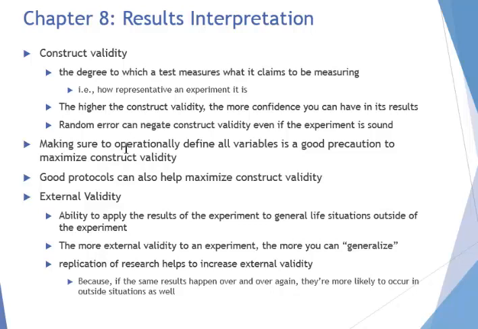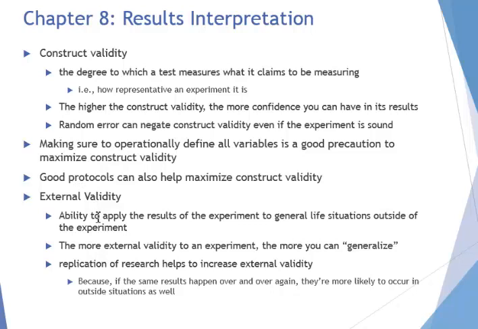So, there are other ways to establish good construct validity. You can make sure to operationally define all variables. In other words, you're making sure to define exactly how everything is being administered. Good protocols. These are all things to improve construct validity. Then there's external validity. Construct validity is really just another way of saying internal validity, a good validity of the way in which the experiment was conducted in taking the independent variable and testing its relationship on the dependent variable.